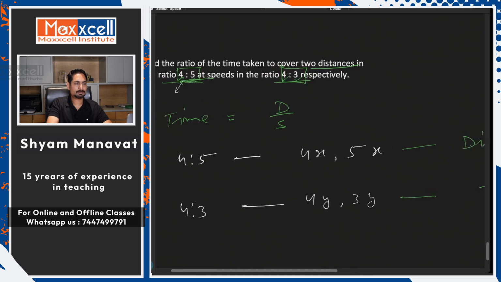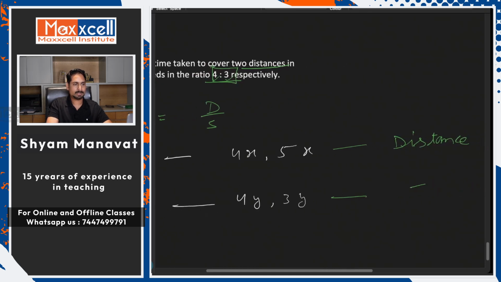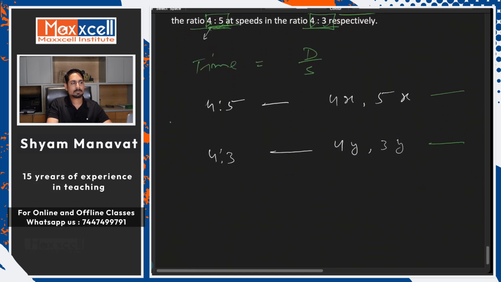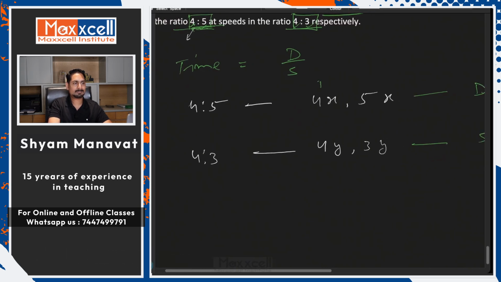4:3 is the ratio of speed. So what do you get here by assuming this? You get speed, right? Now if I want to find out the ratio of time, I will take, so this is distance 1 and this is distance 2. This is speed 1 and this is speed 2.